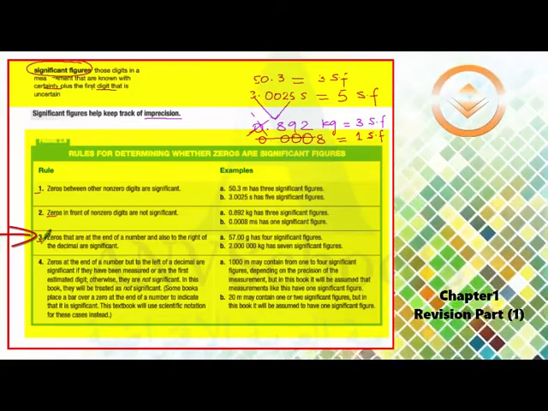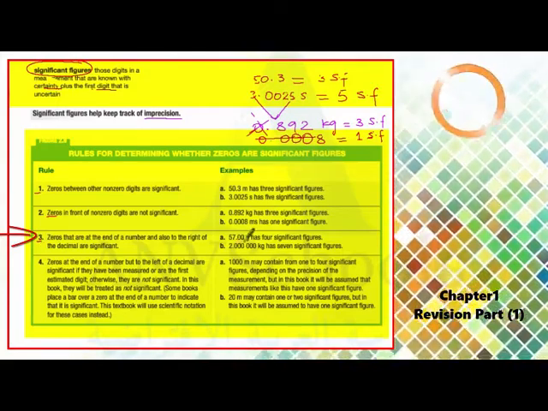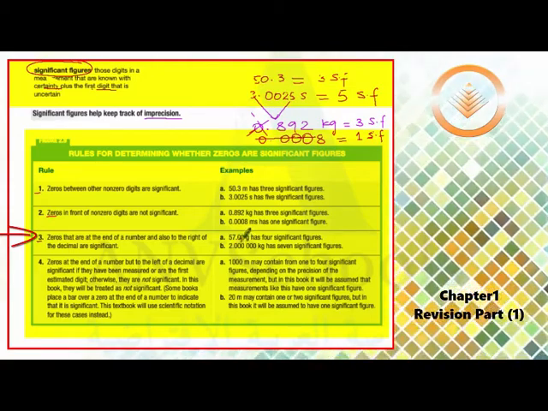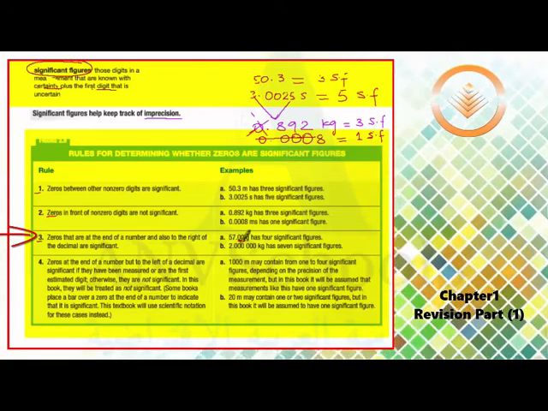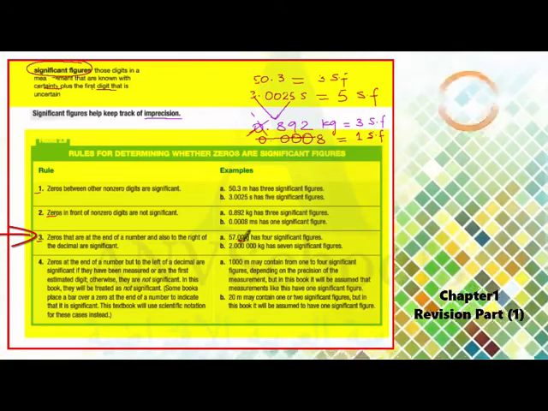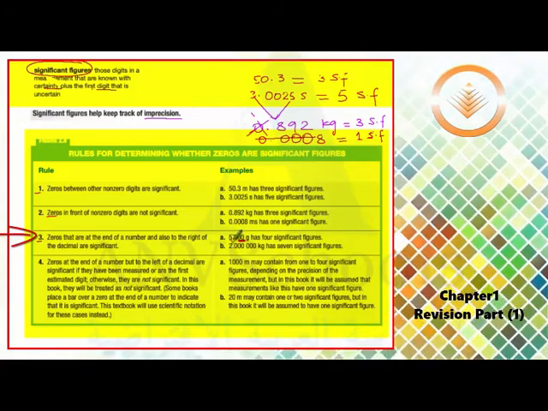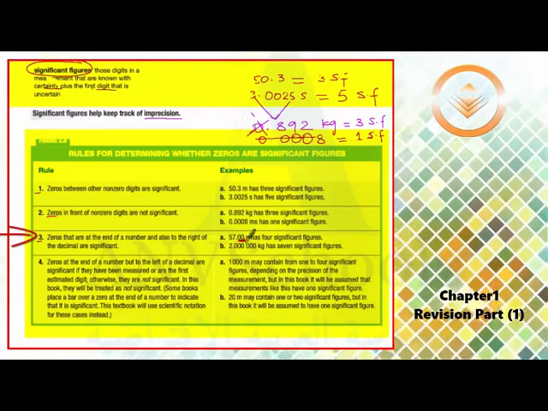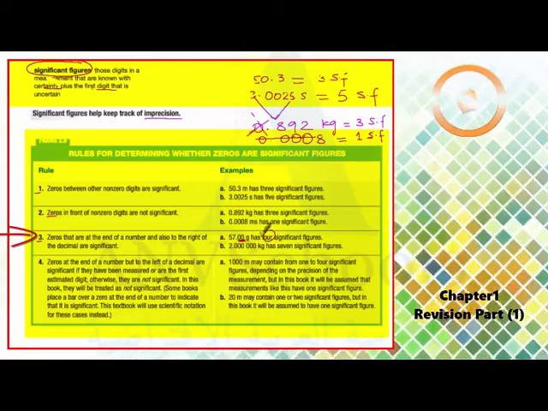For example, in this case, look, this is a decimal point, and after this decimal point we have 2 zeros. In this case, these 2 zeros are significant. Now in this particular example, we have 4 significant digits: 1, 2, 3, 4. In this case, we have 4 significant figures.